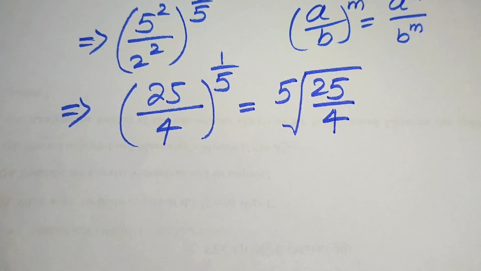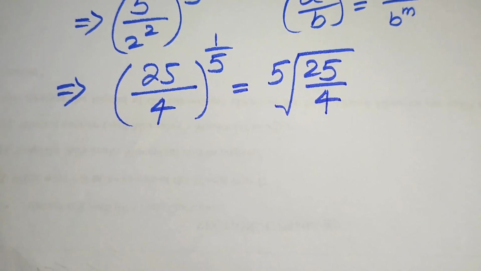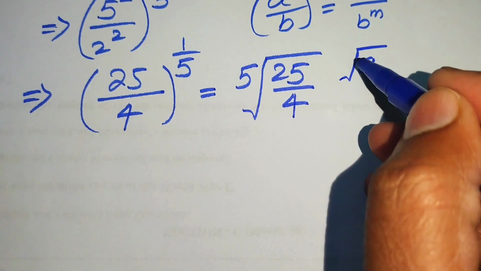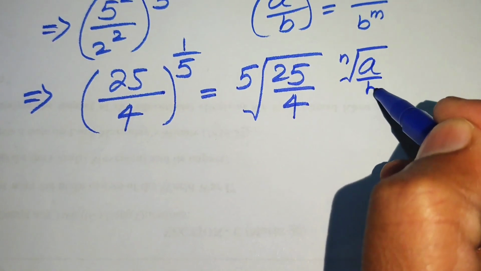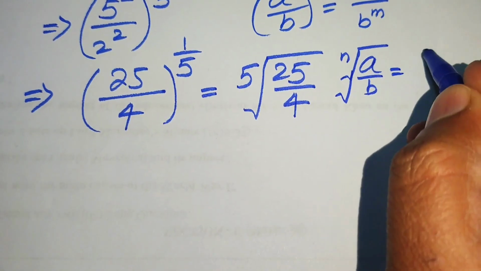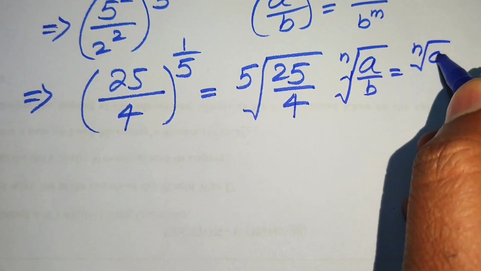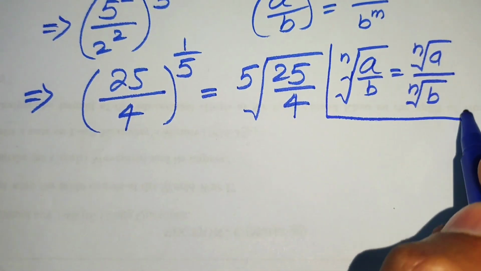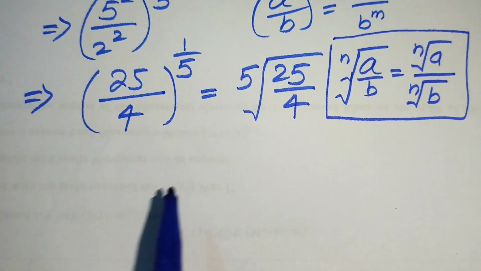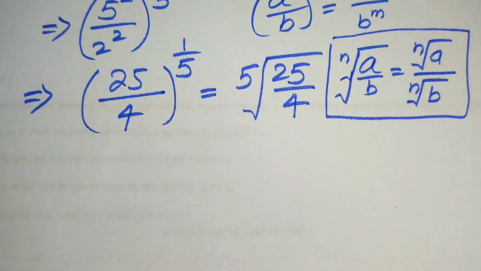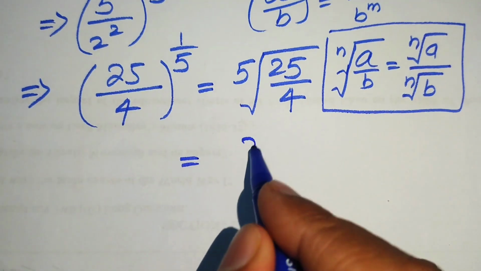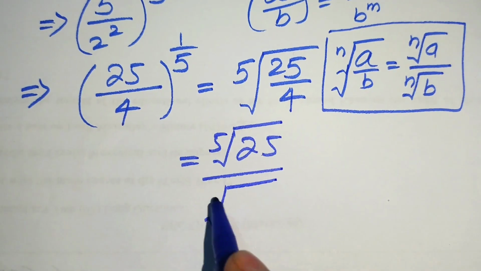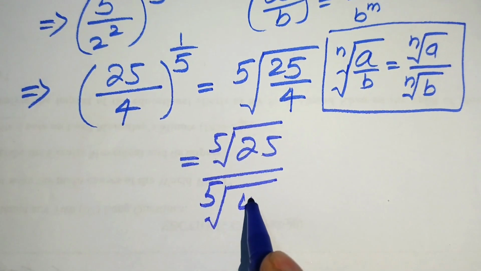Okay, so further here we need another exponential law. According to this law, if we have the nth root of a over b, we write it as the nth root of a divided by the nth root of b. So according to this, we separate the fifth root on both of these terms and it will be written as the fifth root of 25 divided by the fifth root of 4.